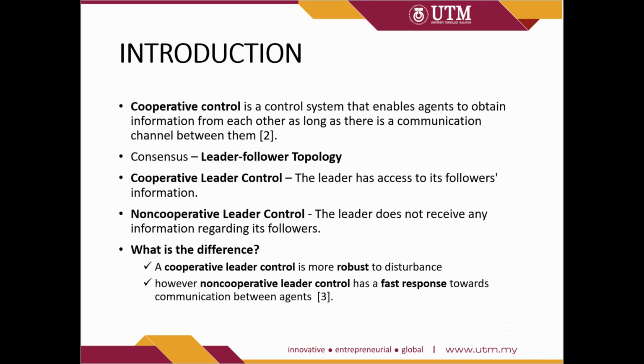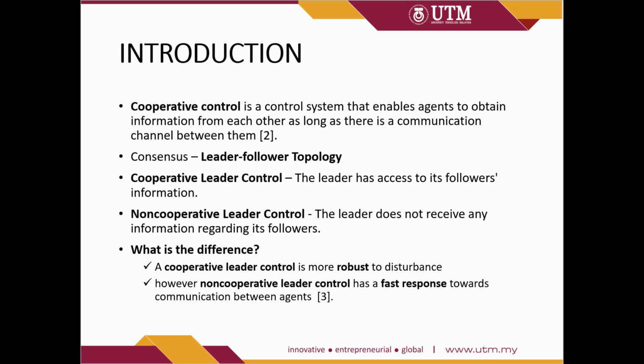Cooperative control is a control system that enables agents to obtain information from each other as long as there is a communication channel and they can communicate between each agent. In consensus, cooperative control can also be categorized as a leader-follower topology, where there is one leader in a topology. The agents work together based on the leader's information.